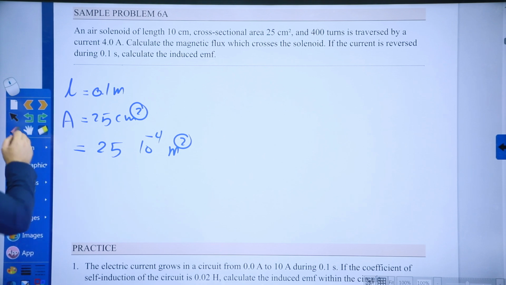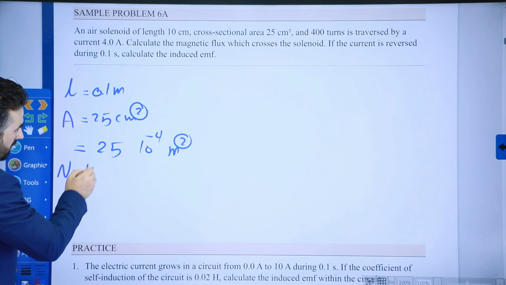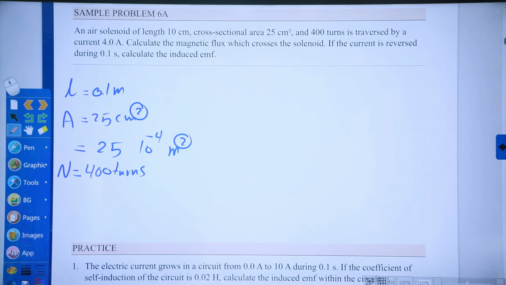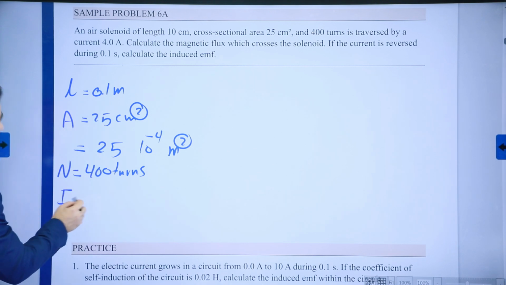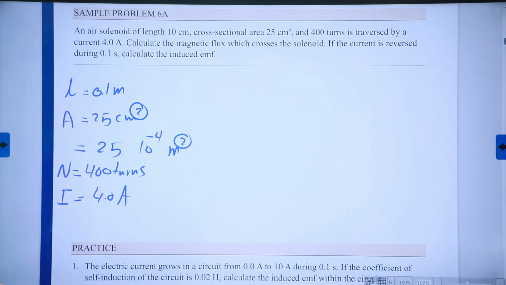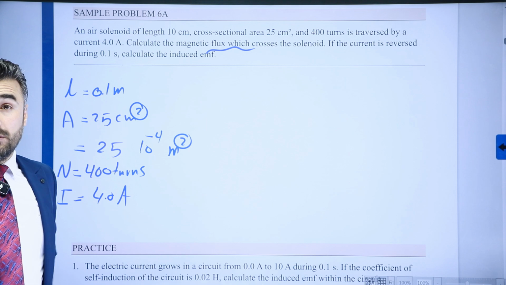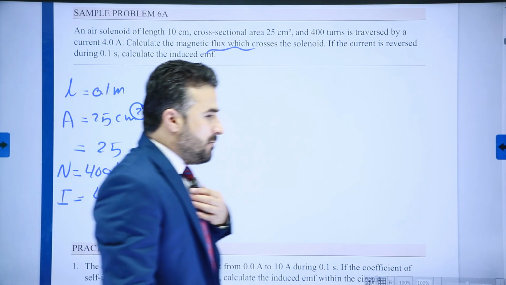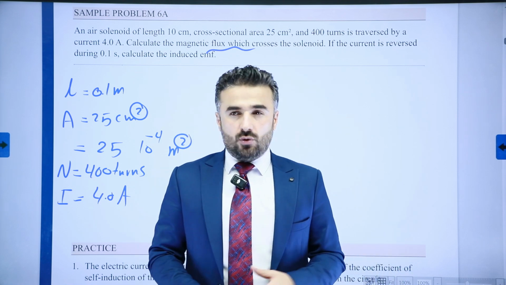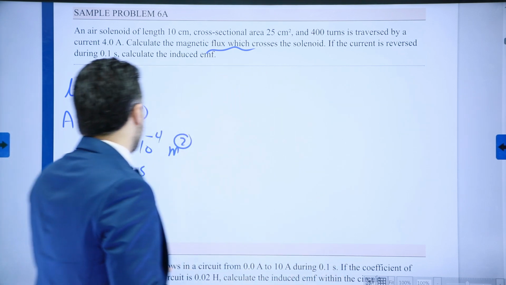Okay, now what is given next? It says 400 turns, yeah? So the number of turns is 400 turns. Okay, next, it is traversed by a current, so we have I, which is basically 4.0 amperes, or just 4 amperes for now. Calculate the magnetic flux, that is 1, which crosses the solenoid. Remember we said if they are asking about the magnetic flux, or if magnetic flux is given, there was a certain equation you needed to use, yeah? Do you remember that? Okay, very good.